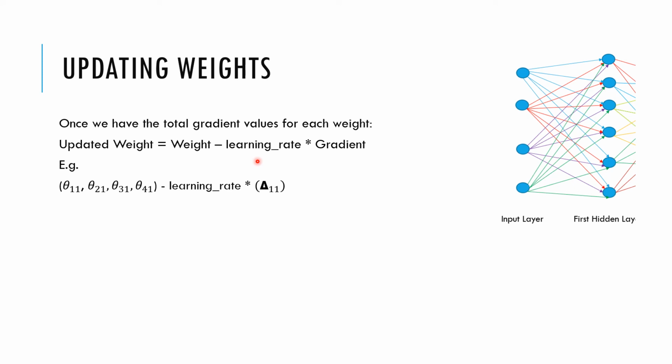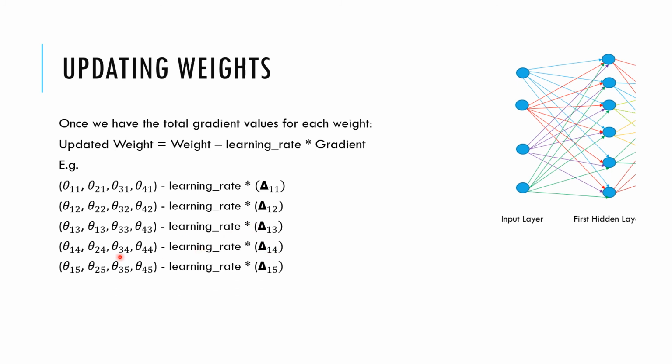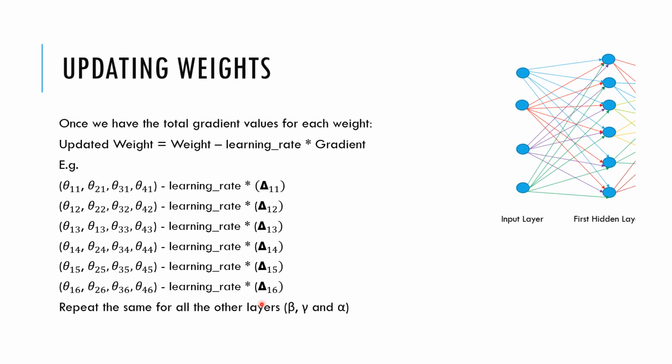So we look at just one example here, right? This is the learning rate, and this is your accumulated gradient for the first node. Then this is for the second node of the hidden layer, this is for the third node, and this is for the fourth node of the hidden layer. This is the fifth node of the first hidden layer, and this is the sixth node of the first hidden layer, right?